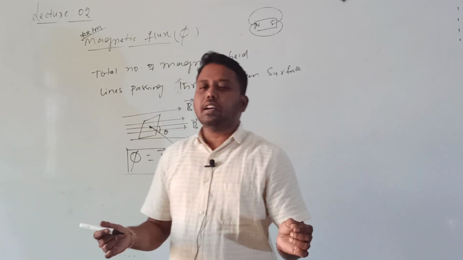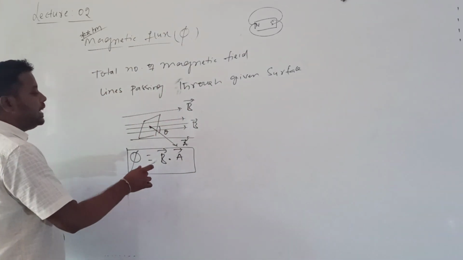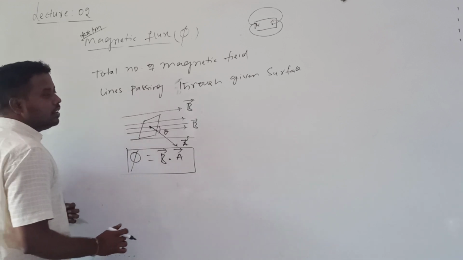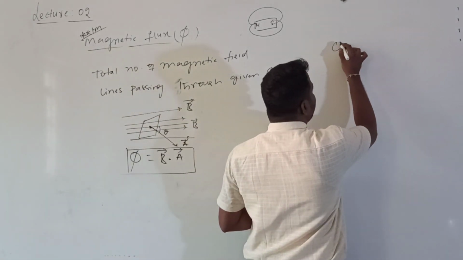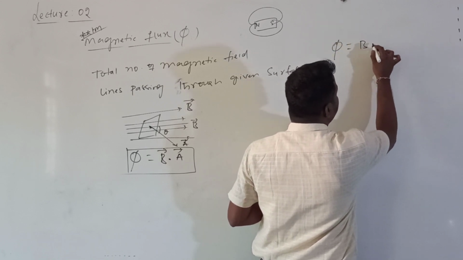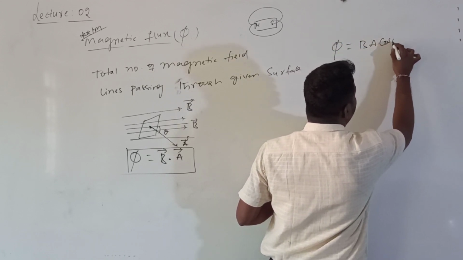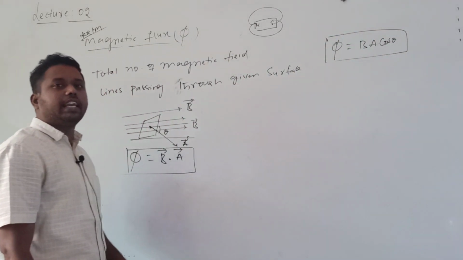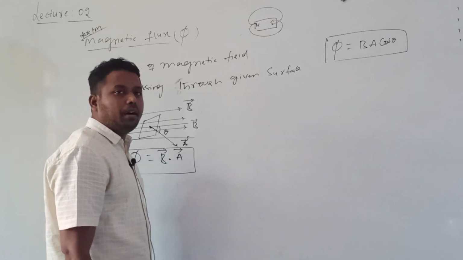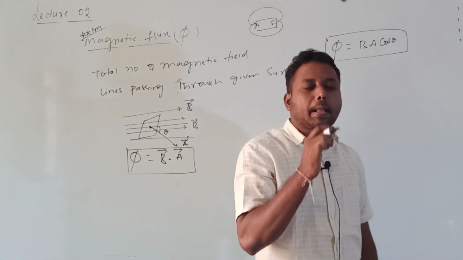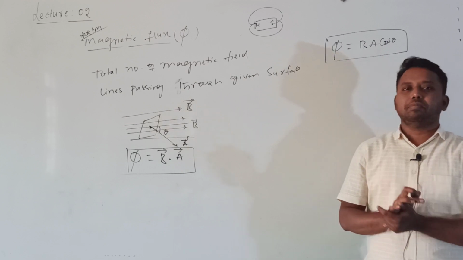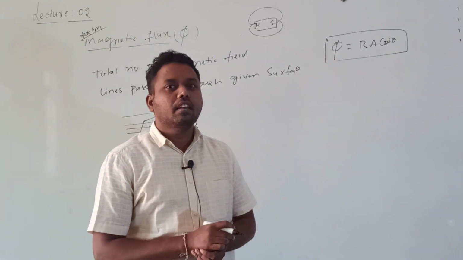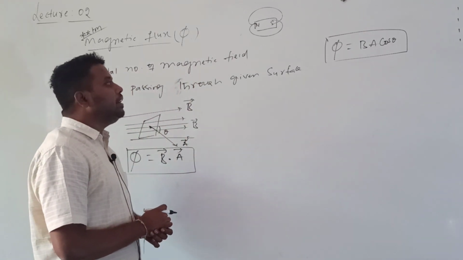Whenever you perform the dot product of magnetic field induction and area vector, it will give you magnetic flux, which can also be written as B into A into cos theta. So what is theta? Theta is the angle between B bar and A bar. What is the name of B bar? Magnetic field induction, like electric field intensity.